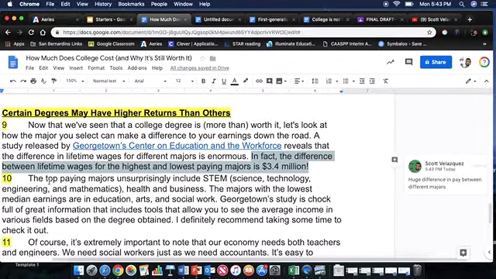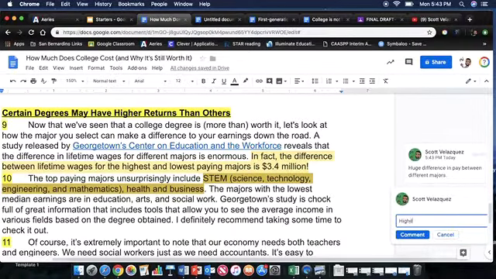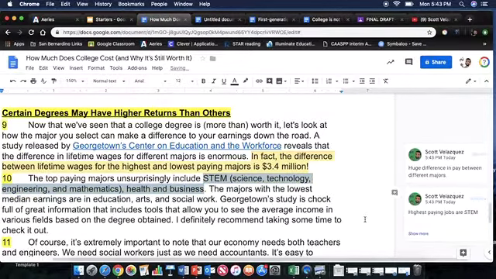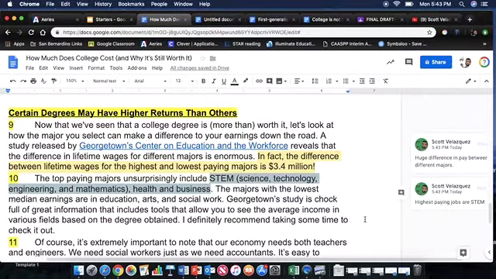So paragraph 10, the top paying majors, unsurprisingly, include STEM, which is science, technology, engineering, and mathematics, and health and business. Okay, so I'm gonna highlight that. I want you to highlight that too. I want you to write highest paying jobs are STEM jobs. Okay, so when we think about that in real life, science, technology, that can be you're working with computers, you're working in the medical field, you're an engineer, you're building things, you're building like freeways, you're building streets, you're building buildings, anything like that related to science, technology, math is a major that will make a lot of money.